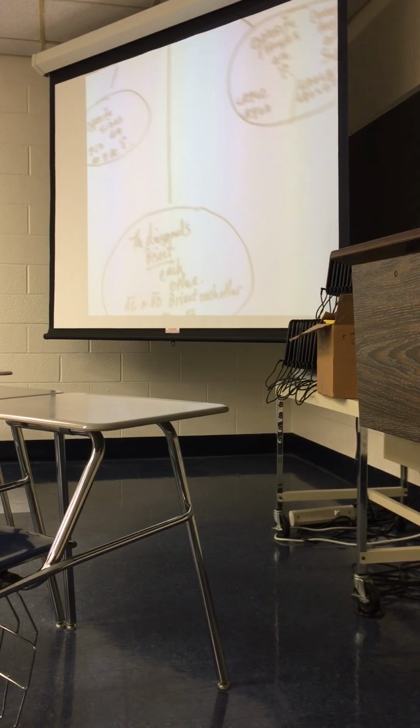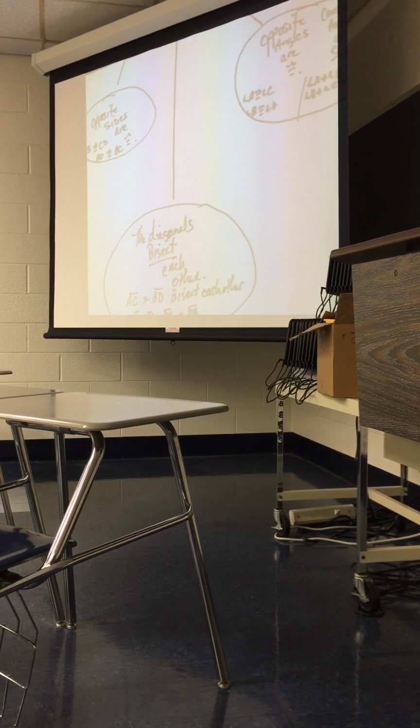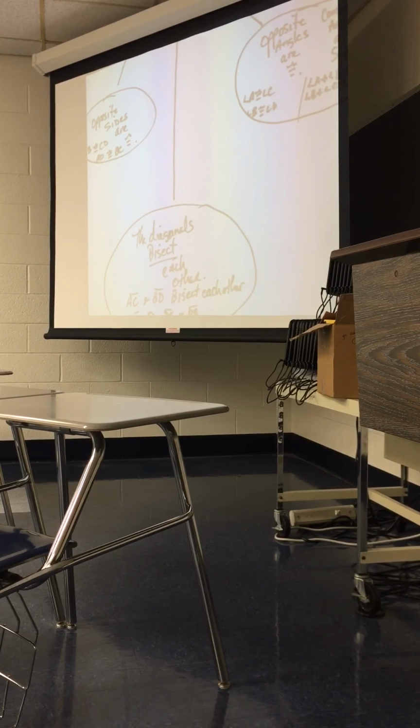So we have a pretty nice summative look at the qualities of a parallelogram. Opposite sides are congruent, opposite angles are congruent, consecutive angles are supplementary, the diagonals bisect each other, AC and BD bisect each other, AE equals CE, and DE is congruent to BE. All right, questions on that?